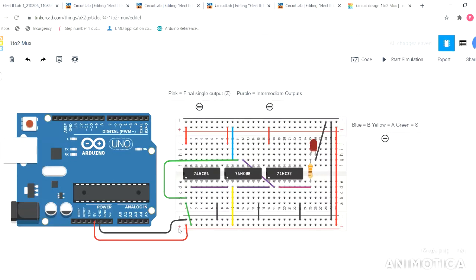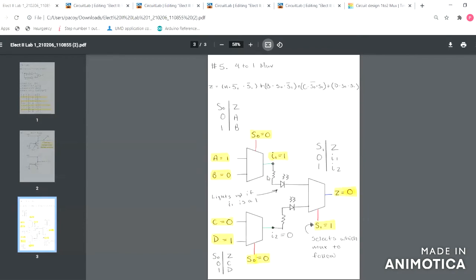This is my Tinkercad version of it. Testing this, it's all high. And then if you move the selector to low, still turns on. If you move B to low, it should turn off. There you go. And finally, this is the 4 to 1 mux using 2 to 1 multiplexers.